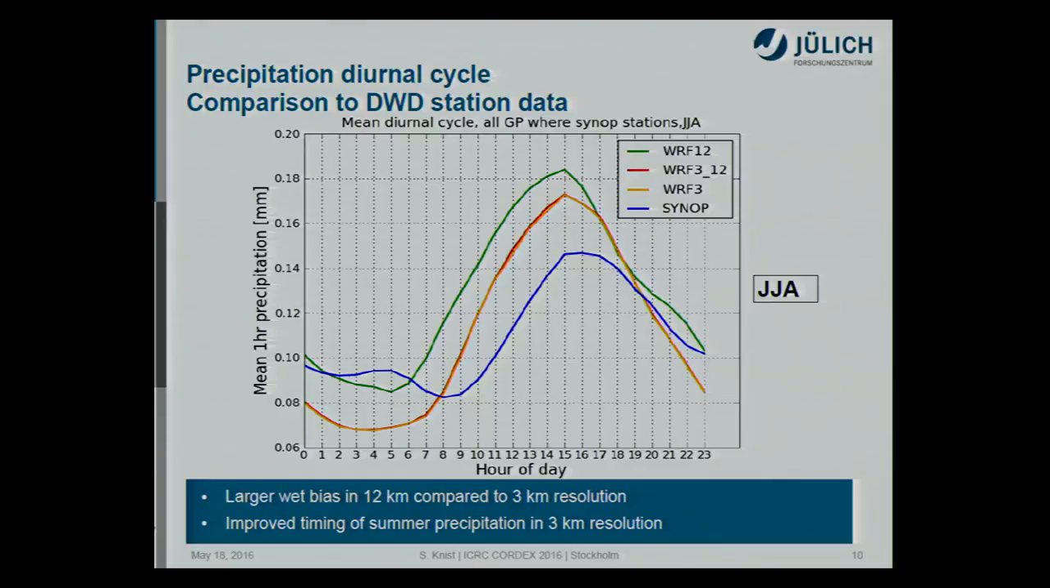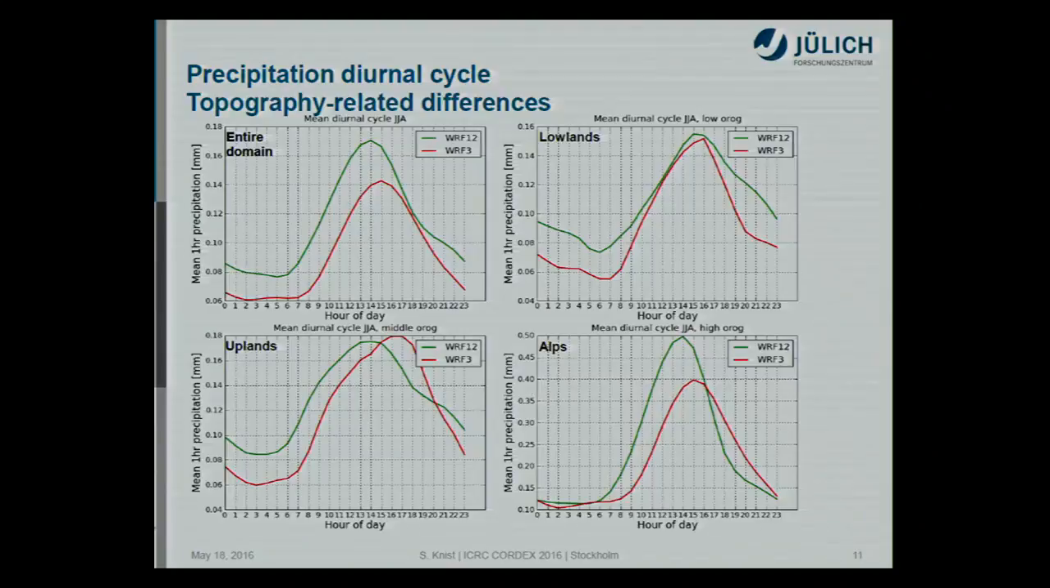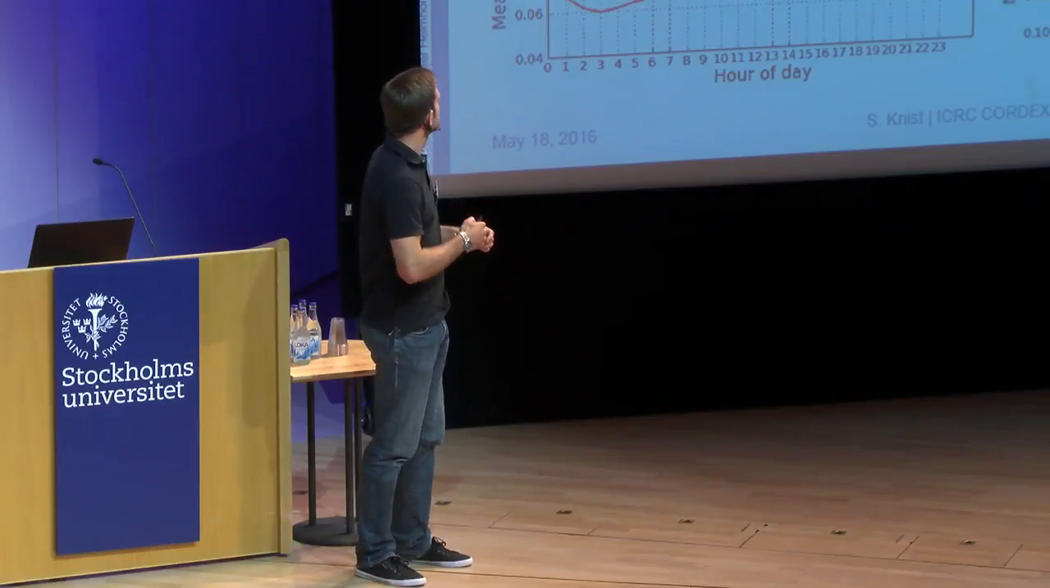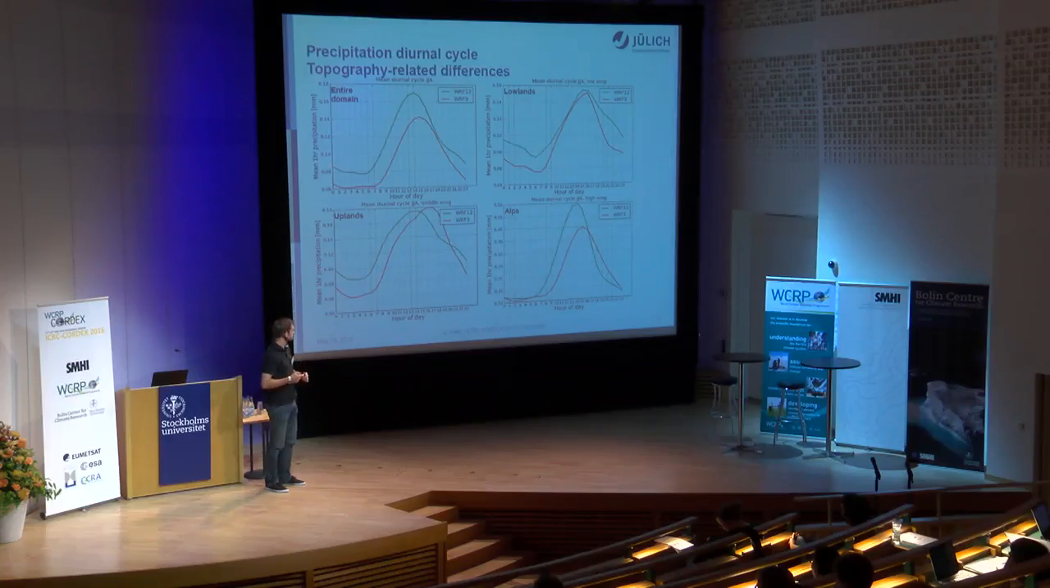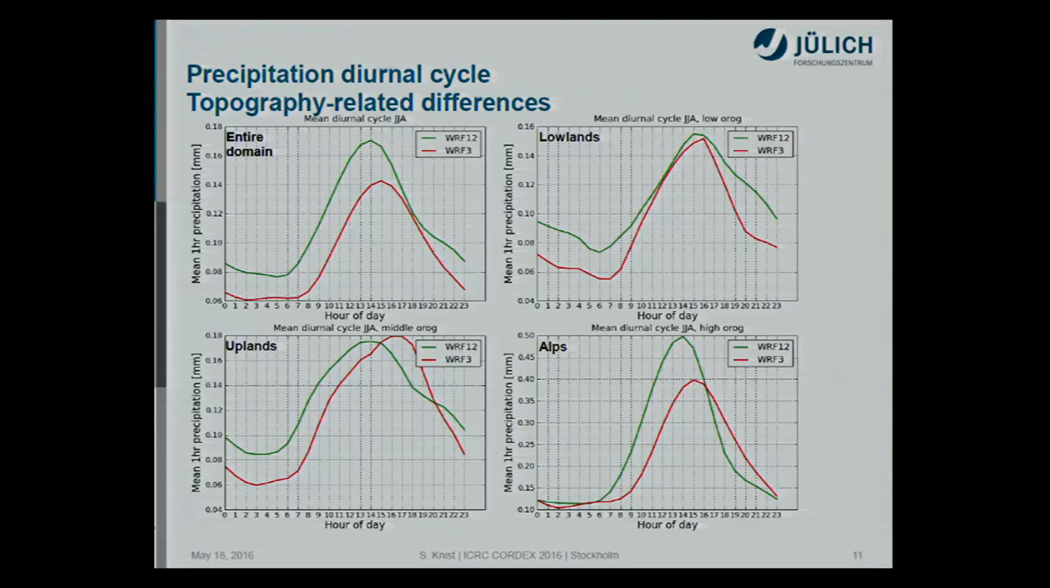And also, coming back to the timing of the maximum precipitation in the afternoon, there's already a slight improvement for the 3-kilometer resolution compared to the 12 kilometer, which is a bit closer to the observations. And this shift is also seen when taking all model grid points into account, so here for the entire domain. But it looks different if you look at different regions.